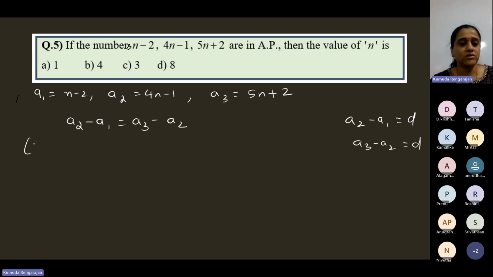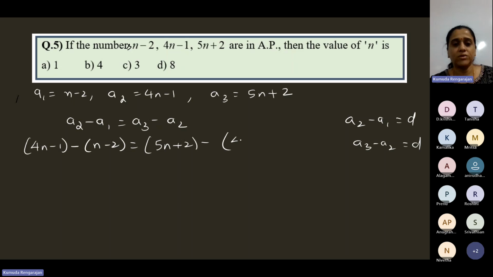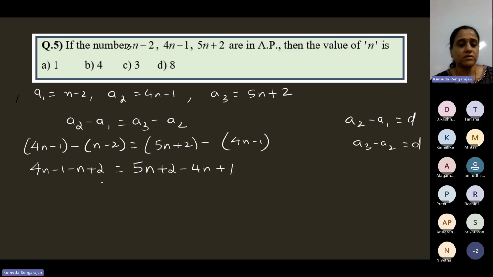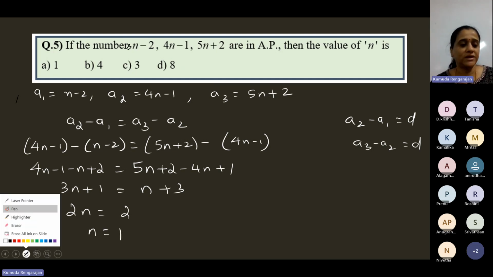So (4n minus 1) minus (n minus 2) is equal to (5n plus 2) minus (4n minus 1). If you didn't use brackets, you will get a different value for n, which is wrong. 4n minus 1 minus n plus 2 is equal to 5n plus 2 minus 4n plus 1. So 3n plus 1 is equal to n plus 3. So 2n is equal to 2. n is equal to 1. Am I right? n is 1. Very good. The value of n is 1. Option A.